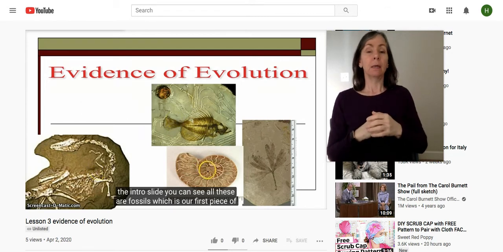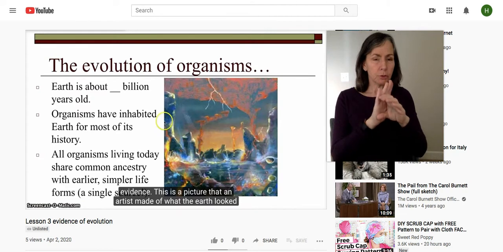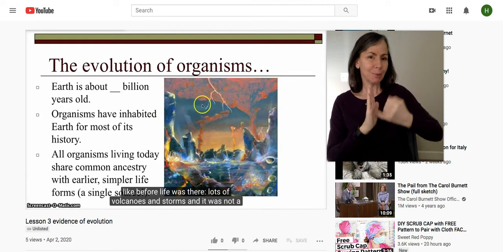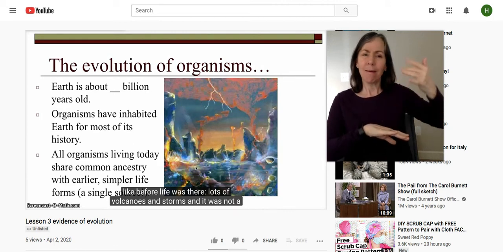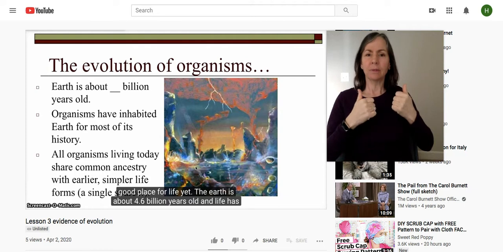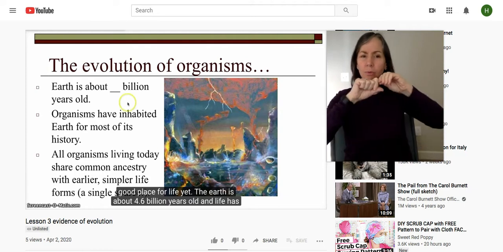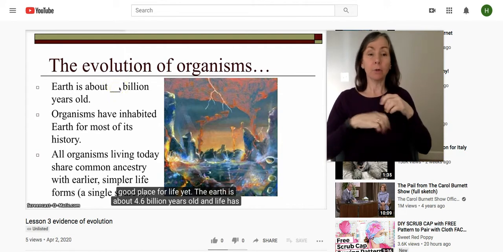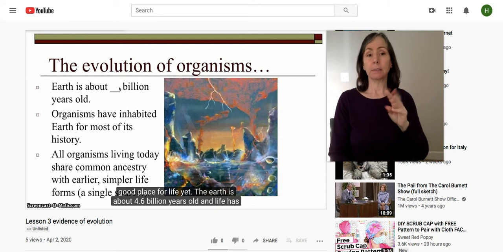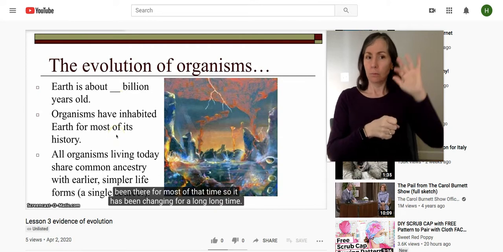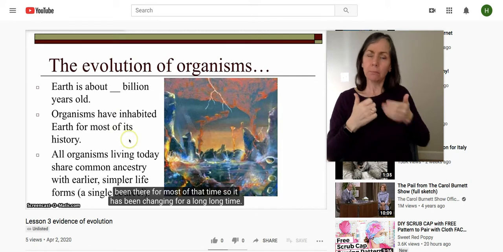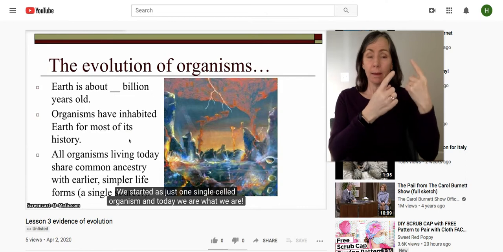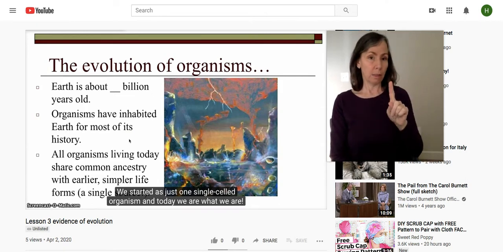You can see all these are fossils, which is our first piece of evidence. This is a picture that an artist made of what the Earth looked like before life was there. Lots of volcanoes and storms, and it was not a good place for life yet. The Earth is about 4.6 billion years old, and life has been there for most of that time. So it has been changing for a long time. We started as just one single-celled organism, and today we are what we are.